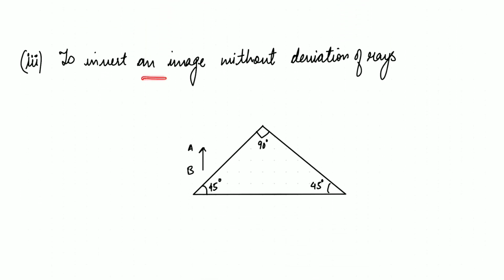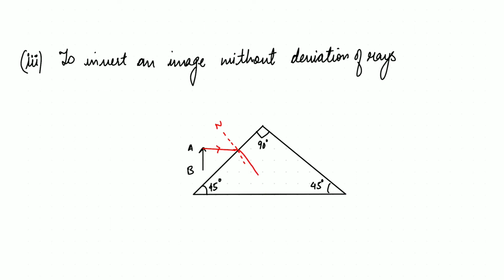Next one, we have to invert an image without deviation of rays. So you want to invert an image, but you do not want your rays to deviate. What is going to happen? Let's say your rays go like here. Now you have to understand, this is your normal. We are going from rarer to denser medium, so the light ray will bend towards the normal.